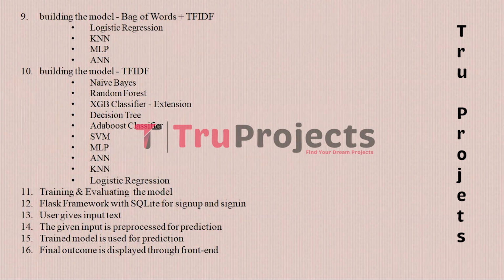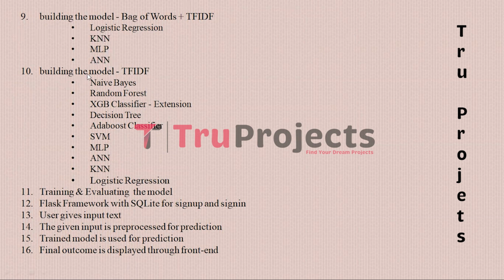Bag of words simplifies text data by creating a vocabulary of unique words and counting their occurrences in documents, while TF-IDF assigns weights to words based on their importance in each document relative to the entire corpus. Here we are training logistic regression, KNN, MLP and ANN models.